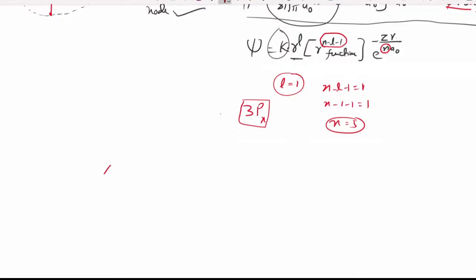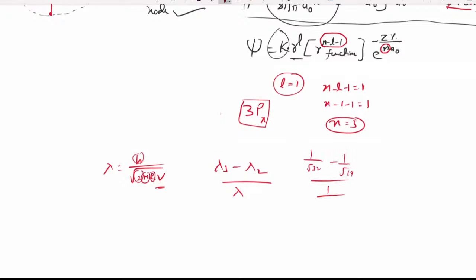What you did: lambda is equal to h by square root of 2 m e V. h, m, e are constants. Who is changing? V only. Then lambda 3 minus lambda 2 by lambda 1, as you asked me: h root 2 by m e is cancelled, then the answer will be 1 by root 32 minus 1 by root 19 by 1 by root 100. You do this and you will get the answer. What you did is correct.